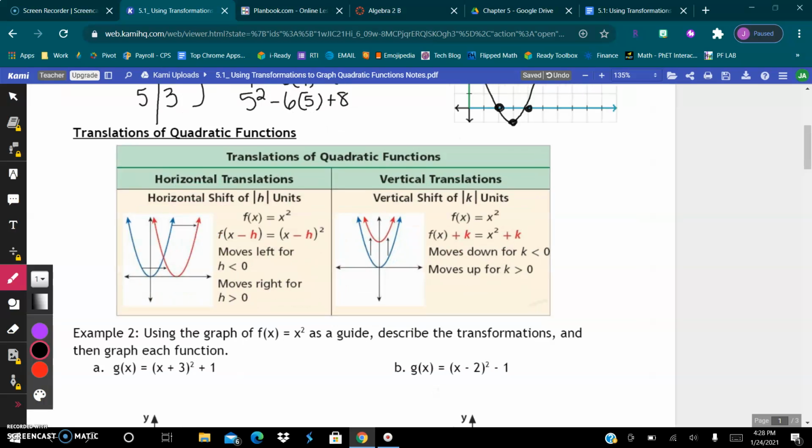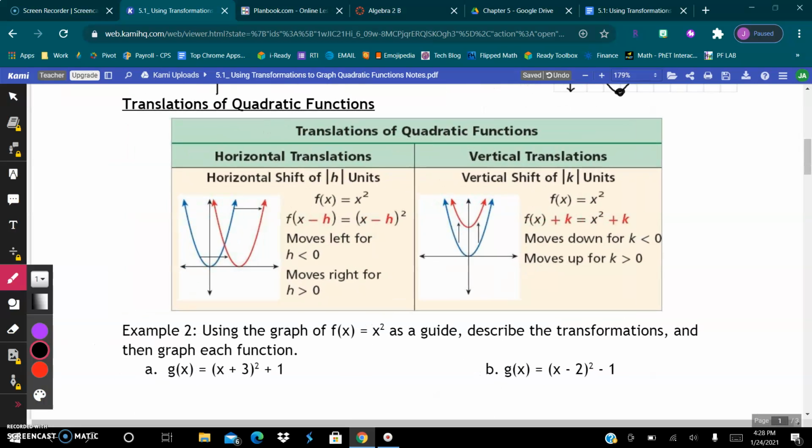All right, moving on, we have translations, and we have horizontal translations, we have vertical translations. So the blue is our parent function, the blue graph there of f of x equals x squared, and then the red is our translation. So in the first part here, we have horizontal shift, and that is h units. The h value of our quadratic function gives us how far right or left that we move.